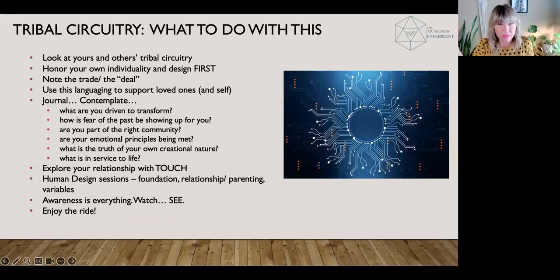You honor your own individuality and design first. Note the trade, the deal. Does it feel correct in you? Did you follow your strategy and authority? What's the bargain here? What are the rules in this tribe? And don't make mental decisions to get out of it. Follow your strategy and authority always. Use this languaging to support loved ones and self. Like I said with that channel 19-49, these are emotional principles for a healthy family.